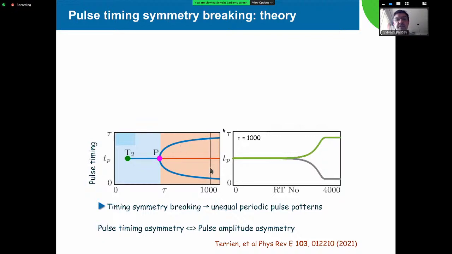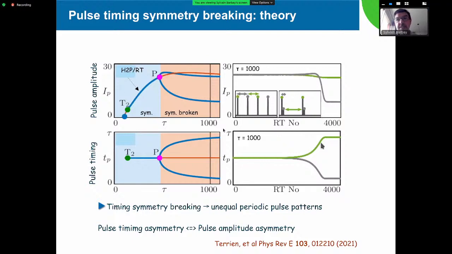And if you start, for example, after about 1000, you make a simulation, you start with equalized pulses, harmonic pulsing, the system will converge to the symmetry broken state regime. And so you can tune the regime by tuning the delay in the system. So it's very, very convenient.